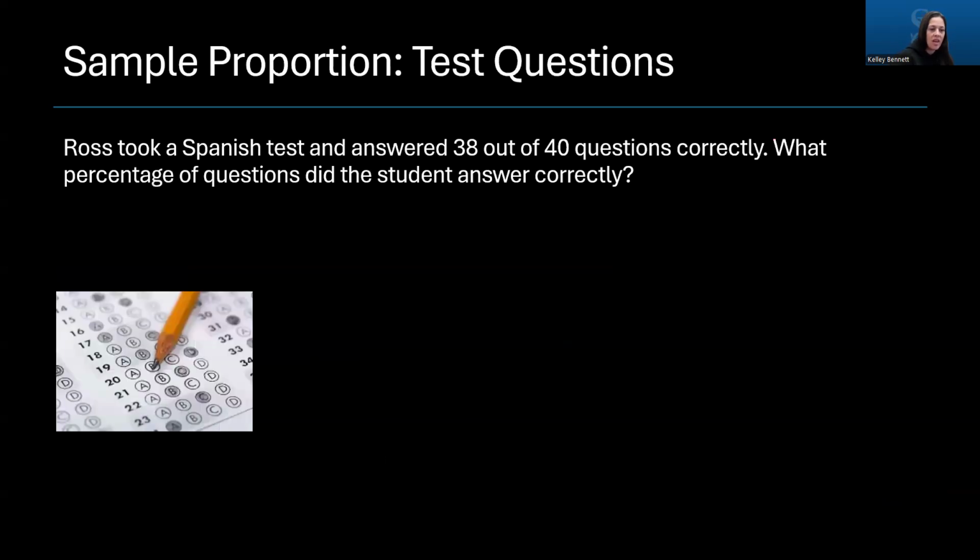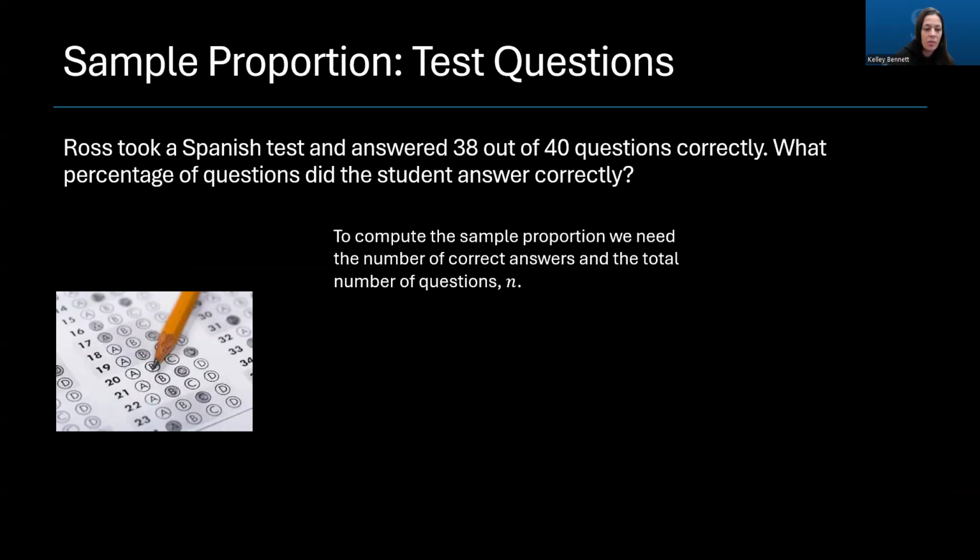Okay, next we'll do sample proportion. So we'll do a couple of word problems, everyone's favorite. Ross took a Spanish test and answered 38 out of 14 questions correctly. What percentage of questions did the student answer correctly? So in order to compute the sample proportion, we need the number of correct answers and the total number of questions. That total number of questions will be our sample size n.